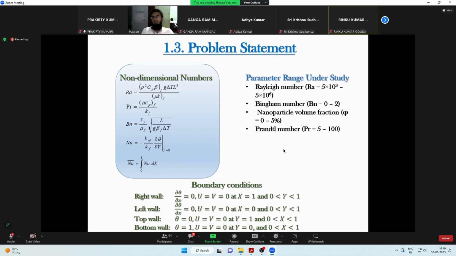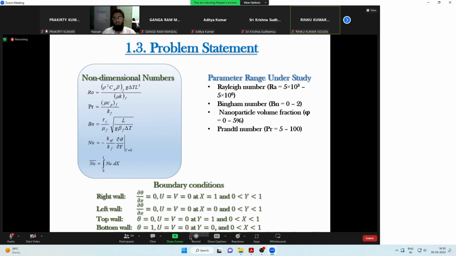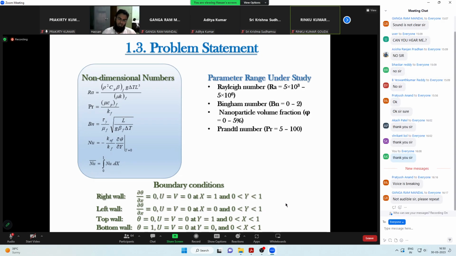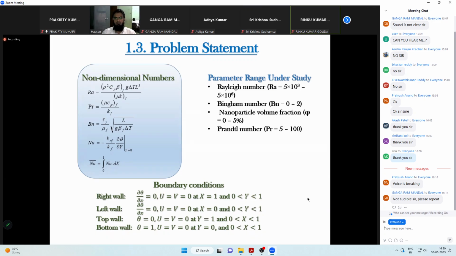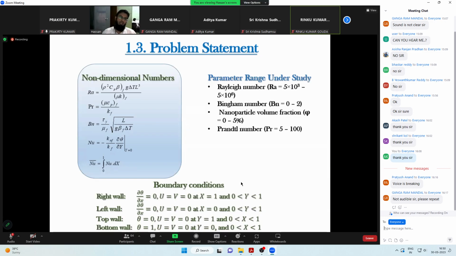Bingham number has been varied from 0 to 2. Bingham number is equal to tau y by mu f multiplied by Lg beta delta t. This is how we define it, with viscous forces in the denominator and yield stress forces at the top. That is how this Bingham number comes into the picture.